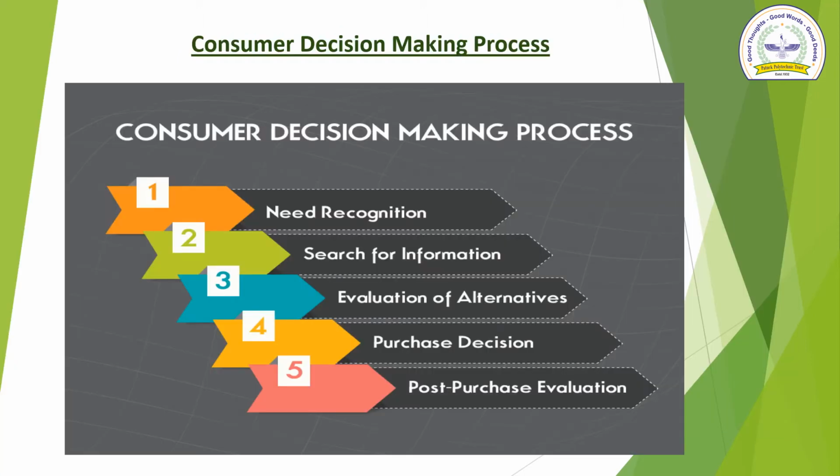Now, let us understand the consumer decision making process, that is, how a consumer comes to a decision to purchase a particular product or avail a particular service. The consumer decision making process is divided into 5 steps. The first step is need recognition. The second step is information search. The third step is evaluation of alternatives. The fourth one is purchase decision. And the fifth one is post purchase evaluation.